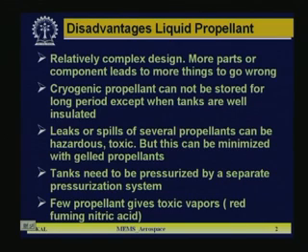This liquid oxygen or liquid nitrogen, liquid gases, basically these are the cryogenic propellants. Leaks or spills of several propellants can be hazardous, toxic, but this can be minimized with gelled propellants, which was mentioned in an earlier slide also. Tanks need to be pressurized by a separate pressurization system if you want to eject the propellant efficiently. A few propellants give toxic vapors, like red fuming nitric acid, and some propellants like hydrogen are not user friendly at all.